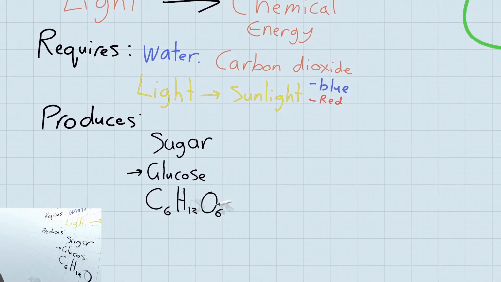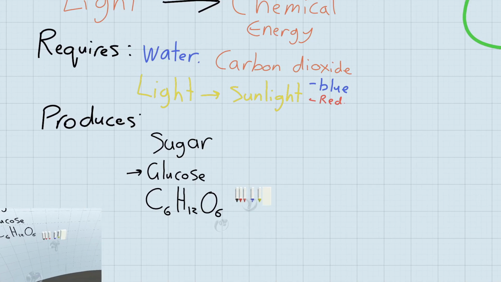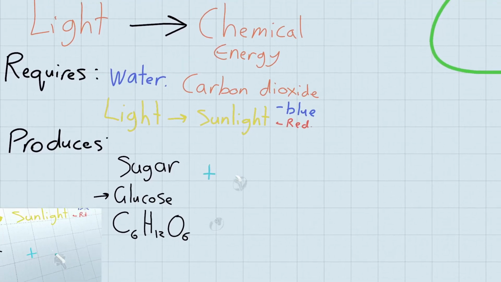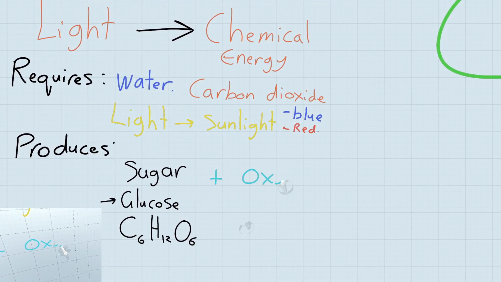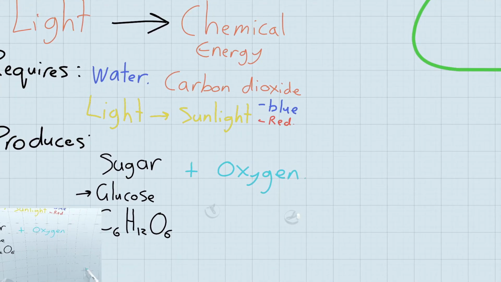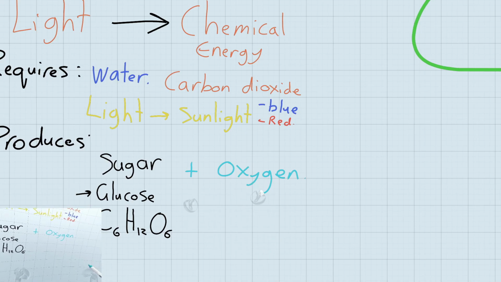But we also produce something else when we do our photosynthesis. We're also producing another thing. This is a gas called oxygen. And this is quite important for us to breathe because we need to convert oxygen gas and sugar into energy so we can actually survive. This is the process of respiration.